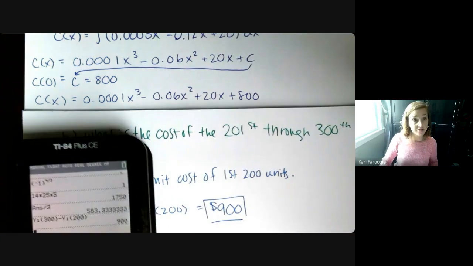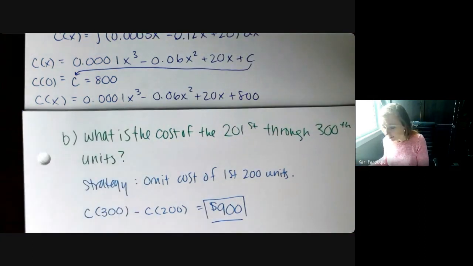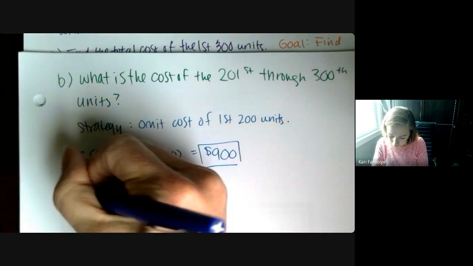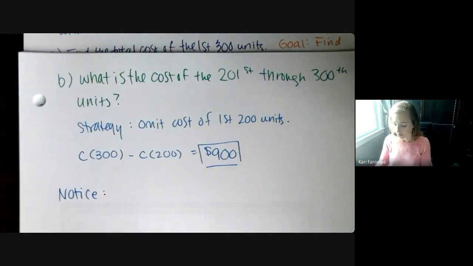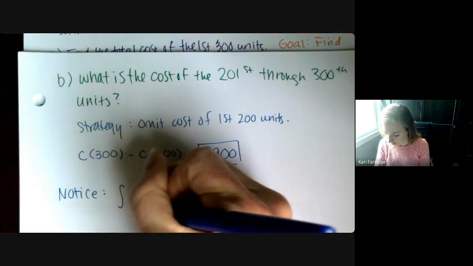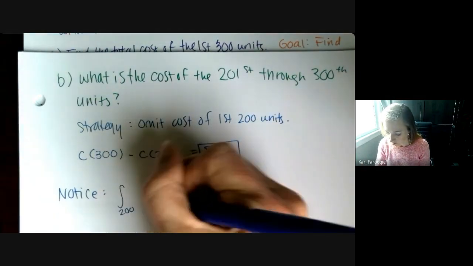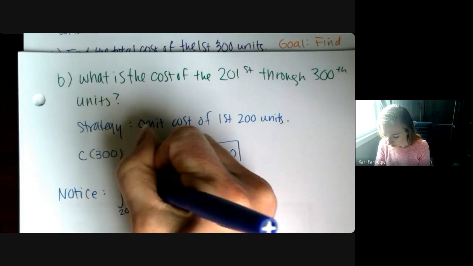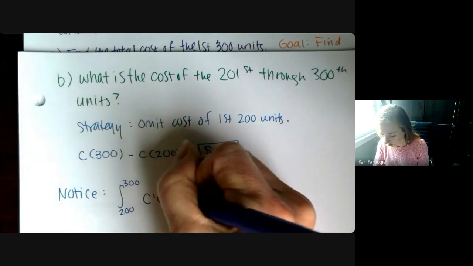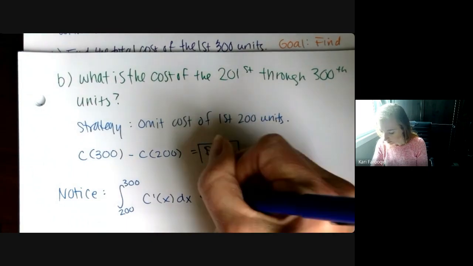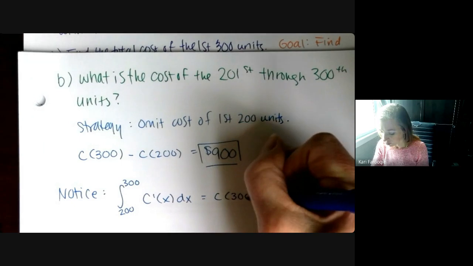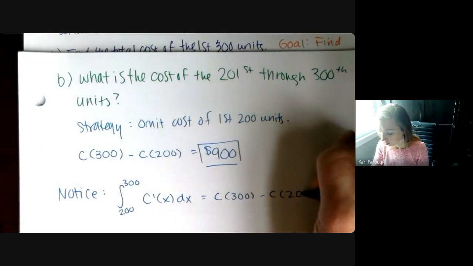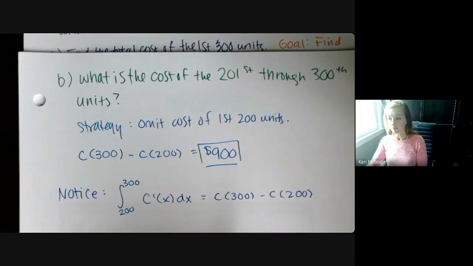Now, notice that this is the same thing that we would have gotten if we would have taken that integral and integrated from x equals 200 to x equals 300 of your c prime dx, because this would have eventually just given you c of 300 minus c of 200 using the FTC, which gets the exact same thing.